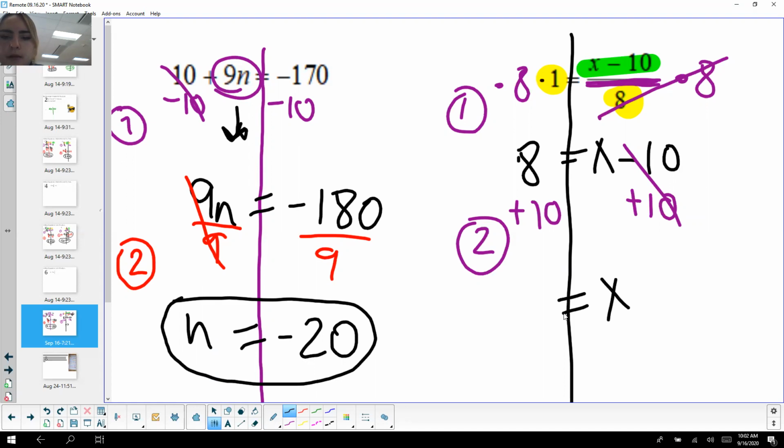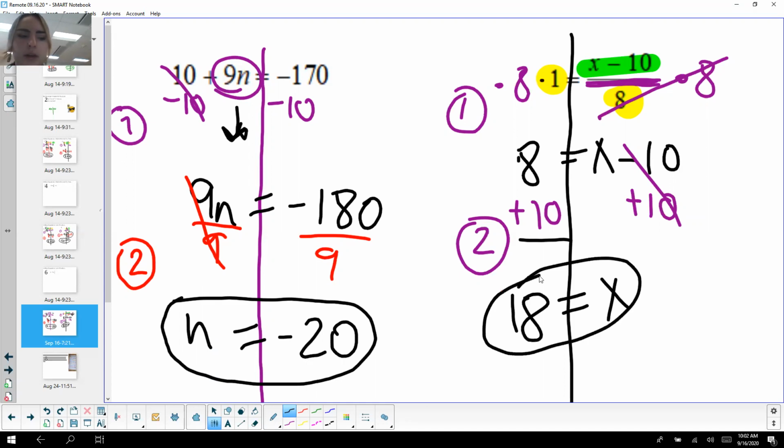All right. So 8 plus 10, remember to do this step right here. 8 plus 10 equals 18. So x is going to equal 18.